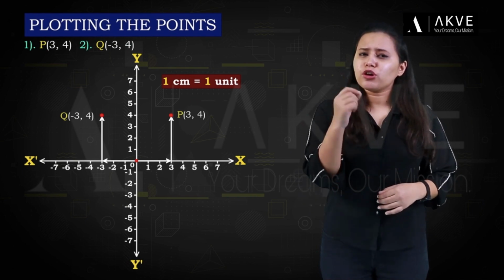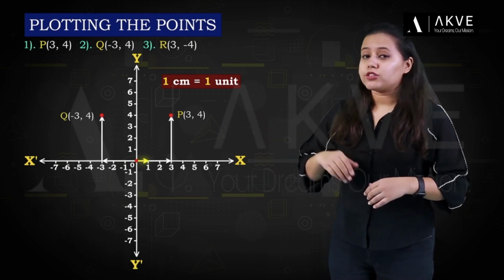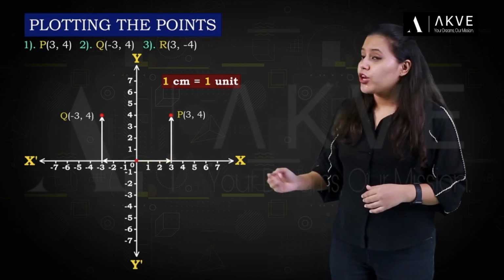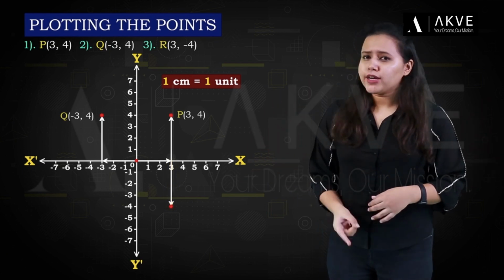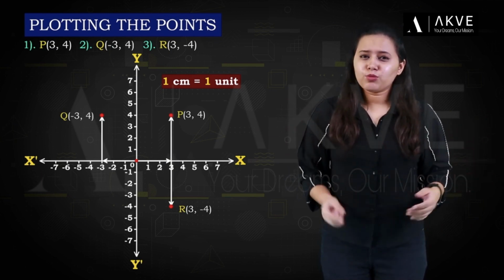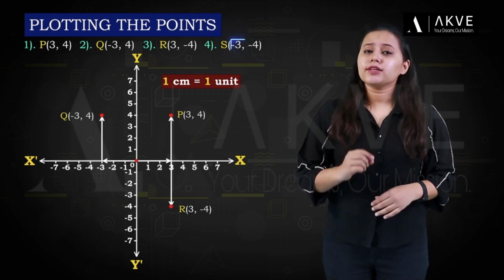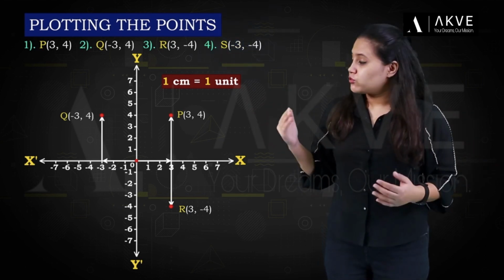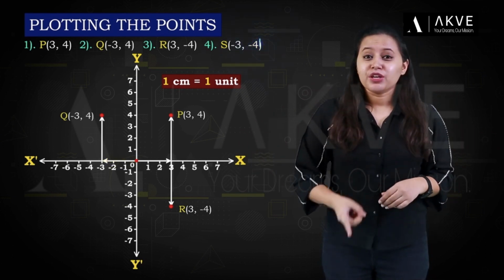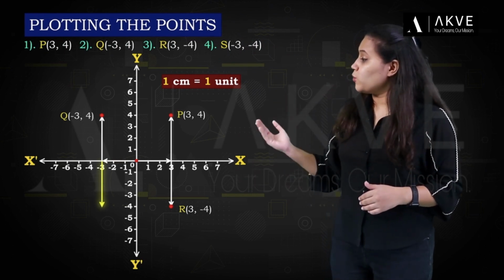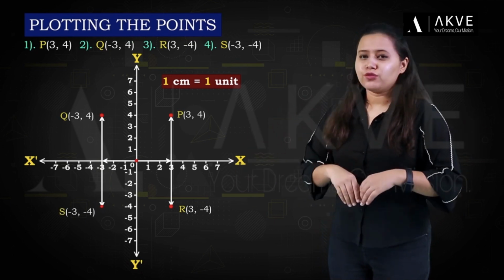Also, if we want to plot the point 3, -4, we first move 3 units towards the positive x-axis and then move 4 units down towards the negative y-axis. And thus, we reach the point 3, -4. Let's plot one more point, say -3, -4. Here, the x-coordinate is negative. So we will move 3 units towards the negative x-axis. And the y-coordinate is also negative. So we will move 4 units down towards the negative y-axis. Hence we reach the point -3, -4.